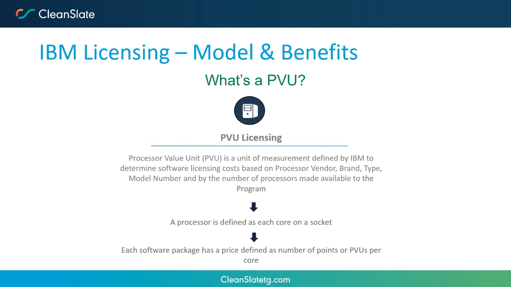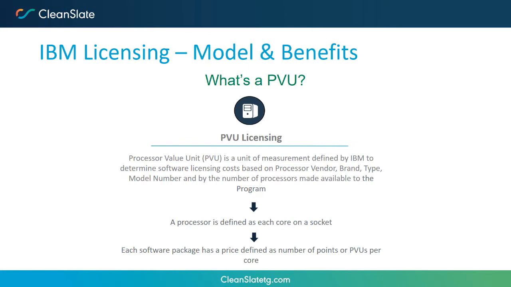So starting with the basics, IBM licensing model and benefits, and what we're going to focus on, because this is what the IBM License Metric Tool is going to track, is mainly going to be your PVU licensing, or processor value unit. A processor value unit is an IBM metric, a unit of measure defined by IBM to determine software licensing costs based on a processor vendor, brand, type, model number, and the number of processors made available to the program.